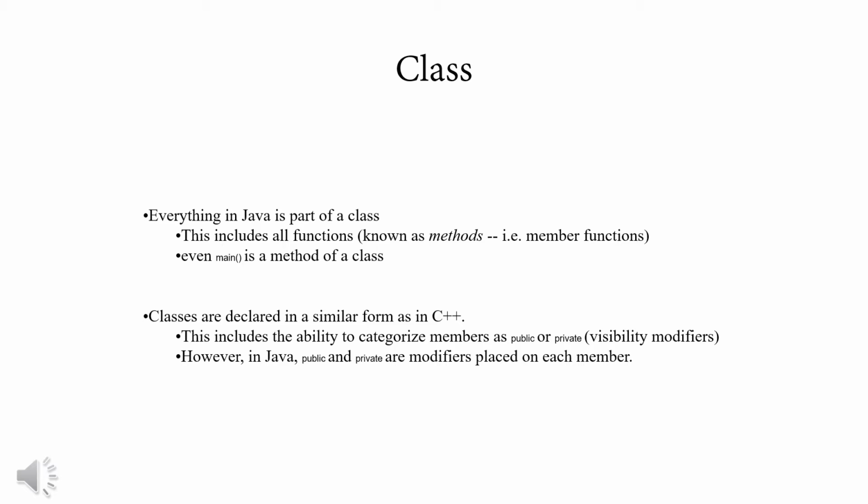Everything in Java is actually part of a class, and this includes all of the functions. These functions are known, in Java, as methods, right? And even main is a method of a class. In C++, you are familiar with class, so in Java, the classes are declared in a similar form. So they can be public or private.